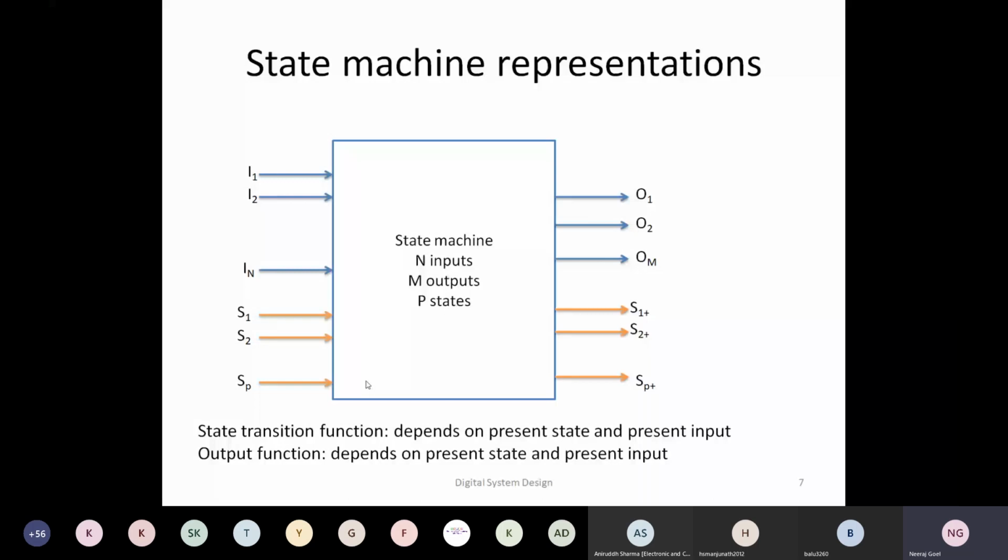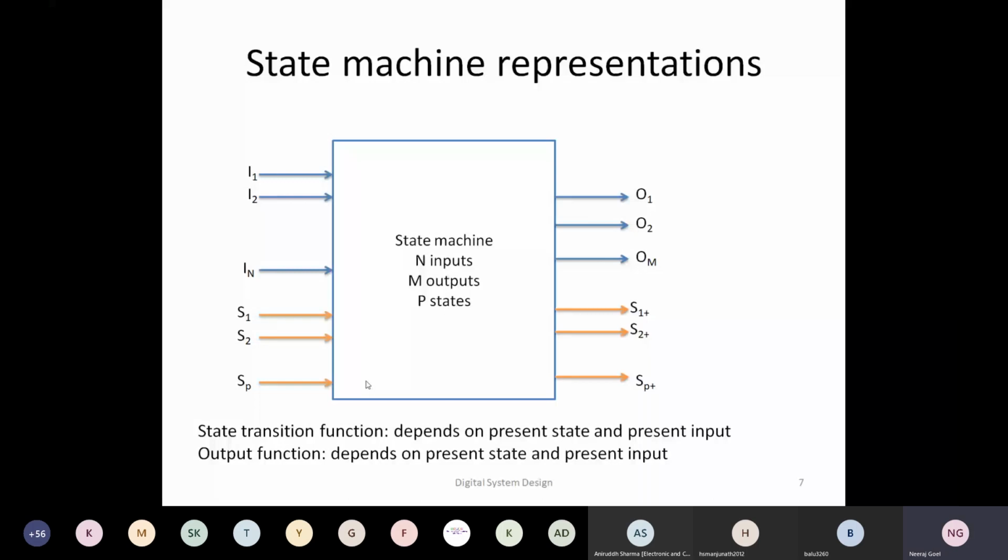So we would require these five things. One is inputs, number of states, outputs, and a function for every output, which would depend on inputs as well as present states. And similarly, we also would require a state transition function, meaning that if the current state is this, then how the inputs would impact it, or what would be the next state based on the present input and present state. So the state transition function and output function, inputs, outputs, and number of states, these five things will be required to represent any state machine.